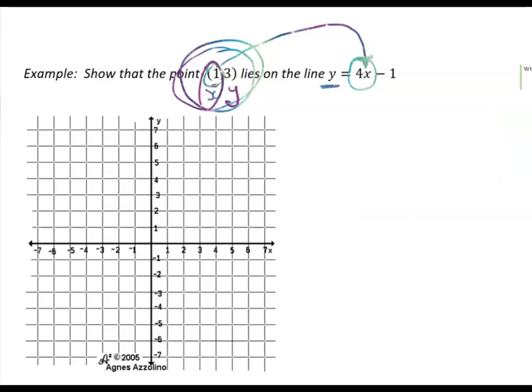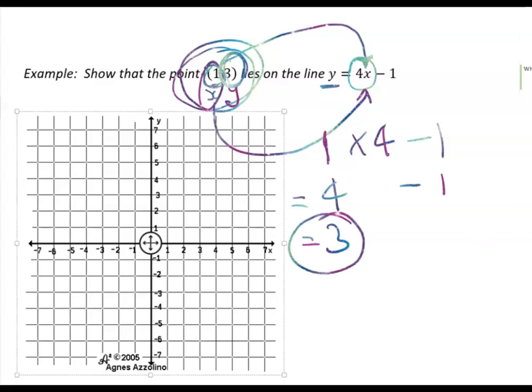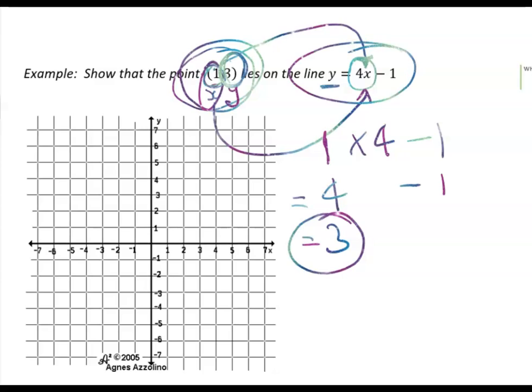Okay, we're going to take the x value. We're going to put it into our rule. So the number 1. Remember our rule was times 4 and then take away 1. So 1 times 4, take away 1. 1 times 4 gives me 4. Take away 1 gives me 3. And 3, you'll see, is the y value. So because when I put in the x value into my formula, I got this y value, that means that it lies on the line.